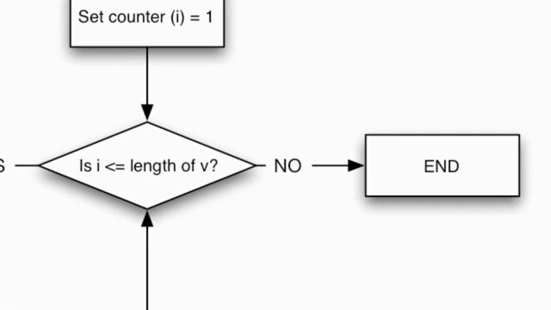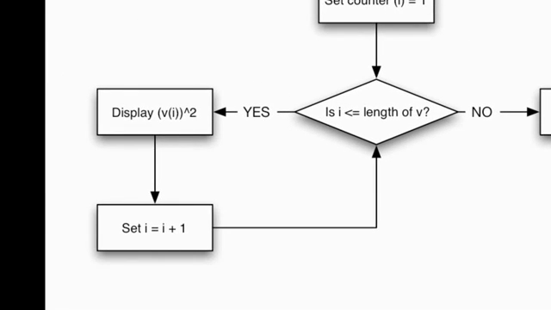Now that I know the counter, the start size, the step size, and the finishing value, I need to think about exactly what MATLAB should do while the counter is in the range that I want. Very simply, I want MATLAB to display the value of v of i squared. Once that's done, I want MATLAB to ratchet up the value of i by 1 and keep repeating this unless the ratcheted value of i exceeds the length of the vector. So notice in the flowchart we've created something new. There is a loop within the chart.